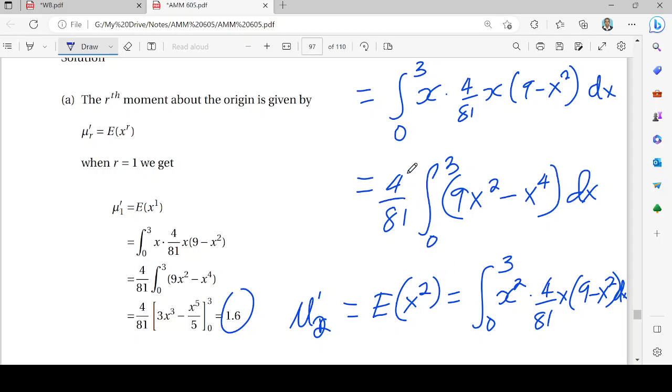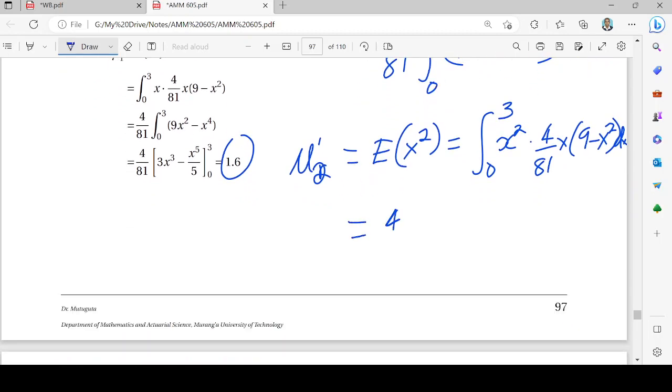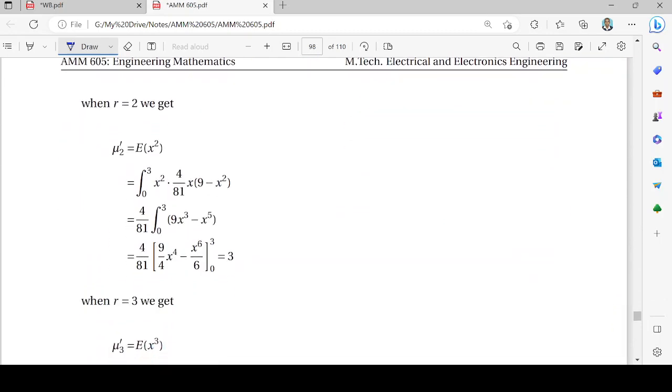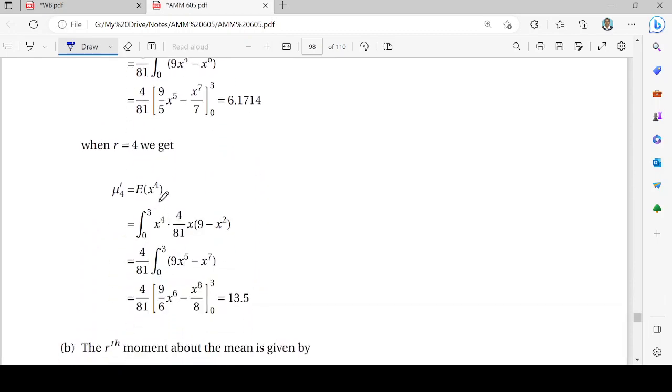You notice that this integral is just similar to this, only that now we are multiplying by x squared and not x. So we shall just get 4 over 81, then integral from 0 to 3, 9x cubed minus x raised to power 5. And then integrate with respect to x. That will give us the second moment about the origin. For r equals 3, we work out the same way, and we get the value. And for r is 4, the fourth moment, the method is exactly the same.